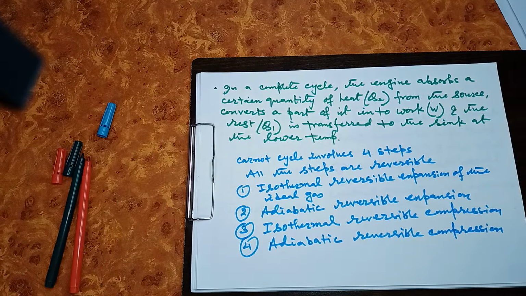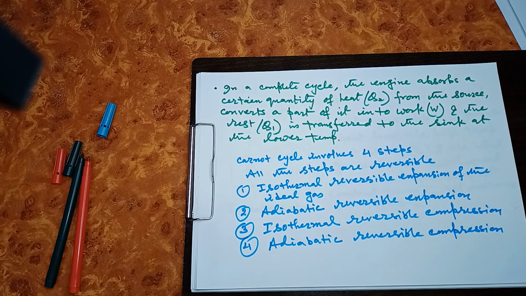Now, a complete Carnot cycle is a cyclic process, right? In a complete cycle, this heat engine absorbs some quantity of heat, say Q2, from the high temperature heat reservoir or source and converts a part of it to mechanical work, say W, and the rest of the heat, say Q1, is transferred to the low temperature heat reservoir, that is called the sink.